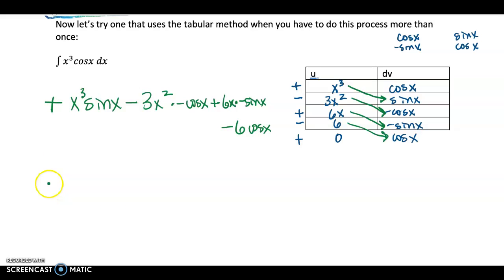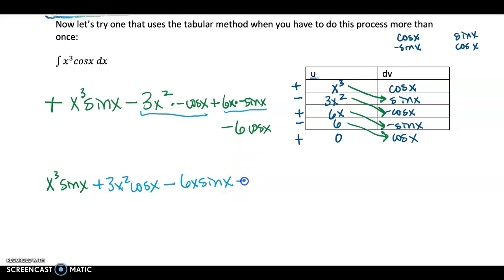Okay, so I don't need this big plus sign sitting in the front. So x to the third sine x. And then right here, that's going to give me now a positive 3x squared cosine x. And right here, it's just going to give me minus 6x sine x. And then minus 6 cosine x. And plus c is your final answer.